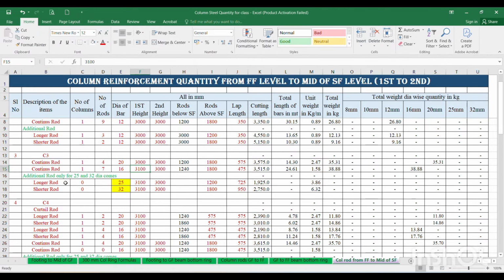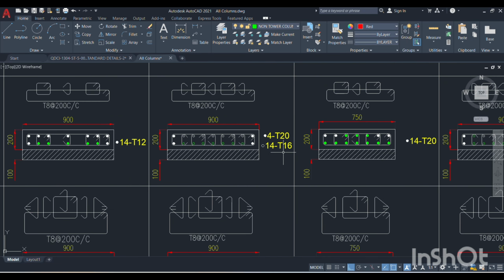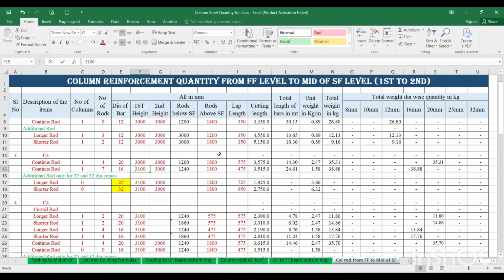First floor height is 3 meter, second floor height is 3 meter, and the rod below second floor is 0.4 times, the rod above second floor is 0.6 times, and the lap length is 575 as per the 20 dia. And the remaining continuous rods are how much? The remaining continuous rods are 16 dia, 1 2 3 4 5 6 7, 7 number of 16 dia, and the floor height is 3 meter, and the second floor height is 3 meter, rod below, rod above, and lap length as per the 16 dia is 475.